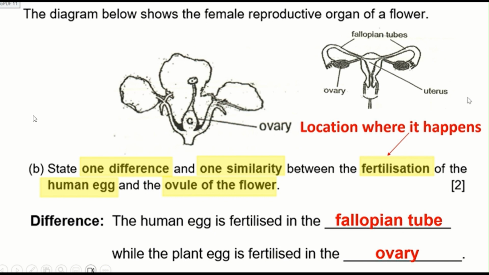Next, let us answer the one similarity between the fertilization of the eggs for the human and the flower.